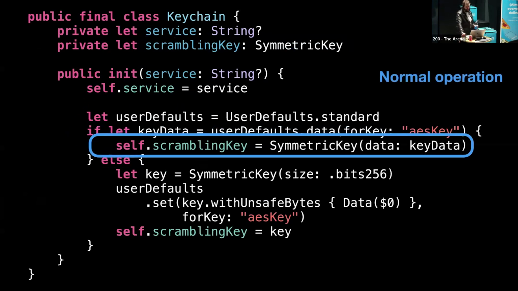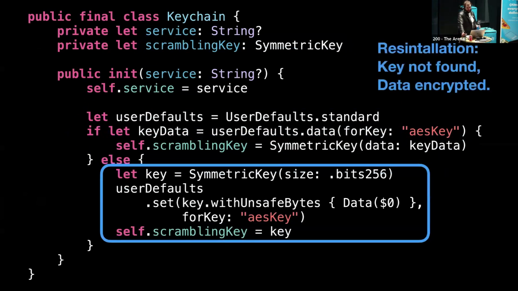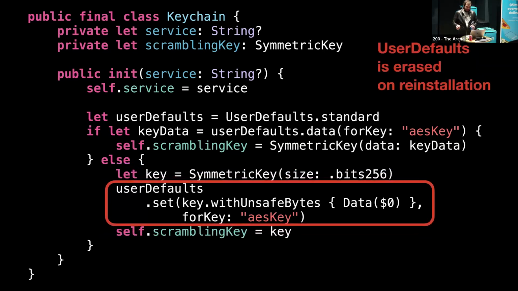In normal operation, the key is retrieved from user defaults. And if the key is not retrieved, you know that the data is lost. You can erase data here, but you don't even have to because your data is encrypted and you can't read it anymore. And you just create a new key, which is not compatible with the data already stored. So effectively, once you reinstall the app, your keychain is being cleared automatically because user defaults is erased on reinstallation.